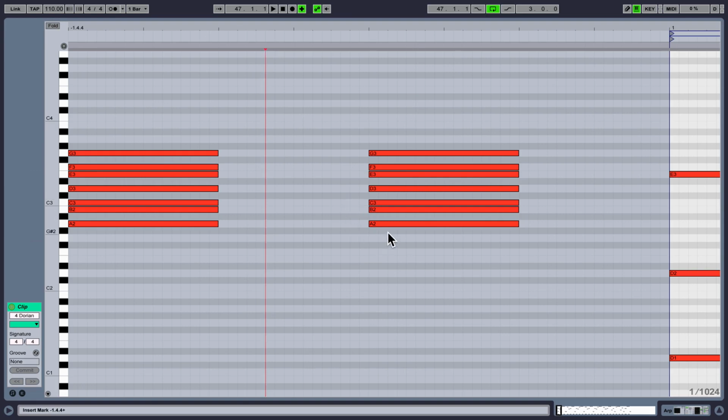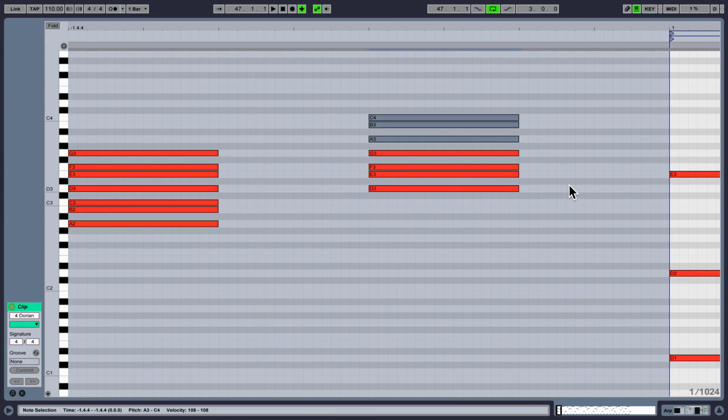Now, how do we get to D Dorian? We are taking the three lowest notes of the A minor scale, and we are moving them up one octave. And now we are starting with D, and we are moving up. We are only playing white notes again. And this is called D Dorian.